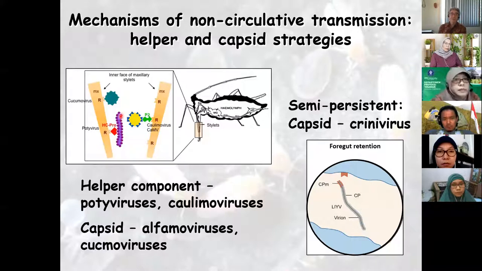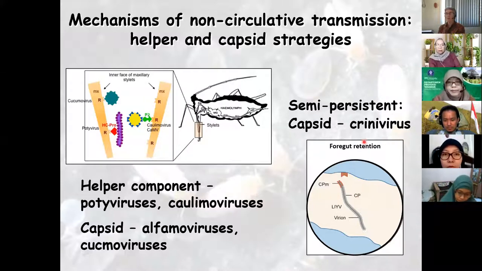Other viruses like potyviruses, like chili veinal mottle virus, the virus actually produces a protein when it's infecting a cell, which binds to the receptor, and the virus binds to the protein. So the virus is more or less producing a glue that sticks the virus particle to the stylet. Cauliflower mosaic virus has a similar system. There are other forms of transmission that are less common. We won't talk about those in this presentation. Semi-persistent, but they have similar binding strategies in the stylet.